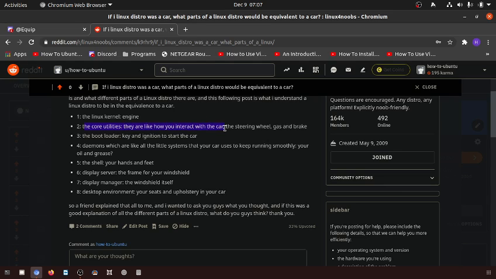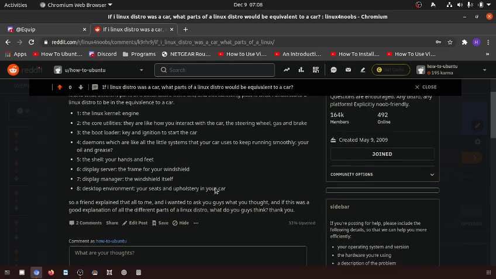They're like how you interact with the car: the steering wheel, gas and brake, shifter, that kind of stuff. The bootloader, the key and ignition to start the car. The daemons, which are like the little systems in your car that keep it running smoothly, like oil and grease. The shell, your hands and feet, how you interact with the system. The display server, the frame of your windshield, the display manager, the windshield itself. Desktop environment, your seats and upholstery in your car.